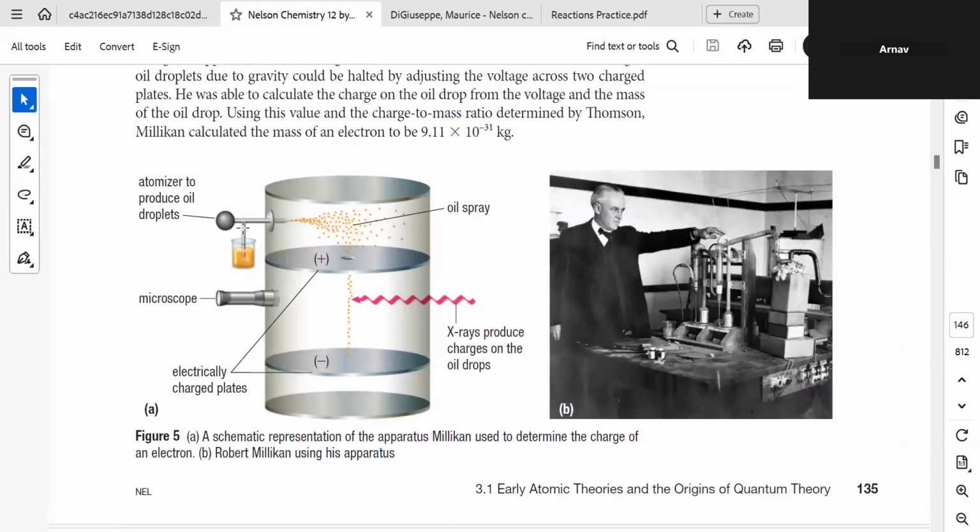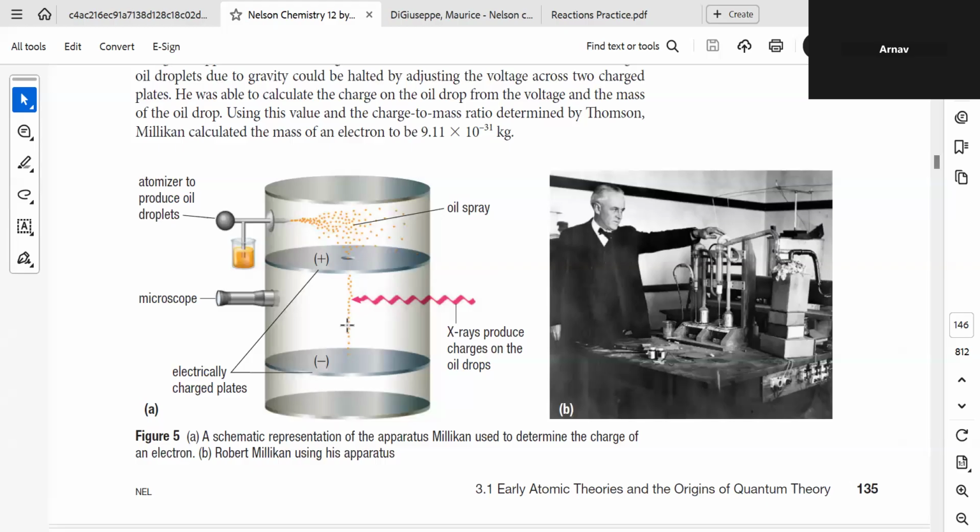Can you see there are three chambers here, one, two, and three? You are able to see my cursor moving, right? So this is the first chamber, second chamber, and third chamber. In the first chamber, this is oil, which has been sprayed into the chamber in the form of droplets. These droplets are allowed to fall through this opening, which is called the orifice, into the second chamber.